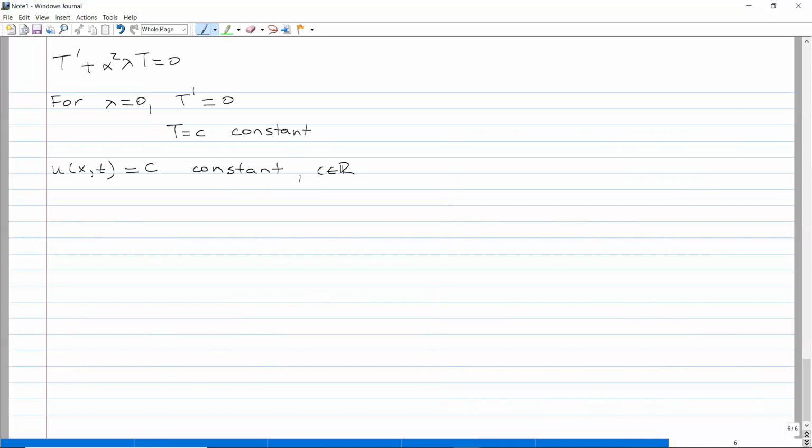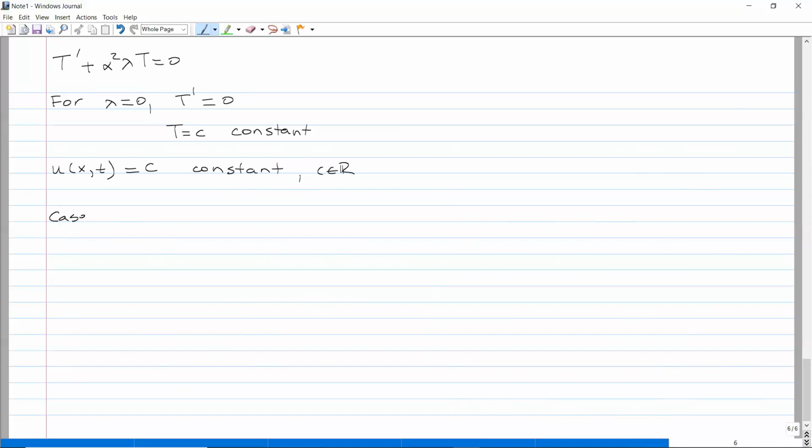Again, let me remind you, in the previous case, we had this infinite series, but the series starts from n equals 1. We did not have a constant part. In this case, we do get a constant.